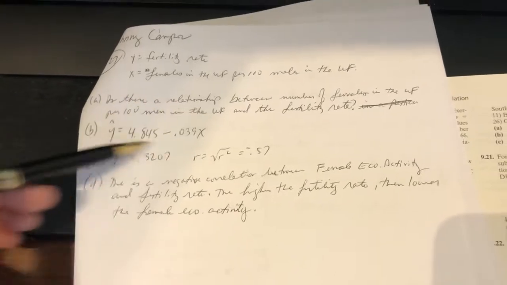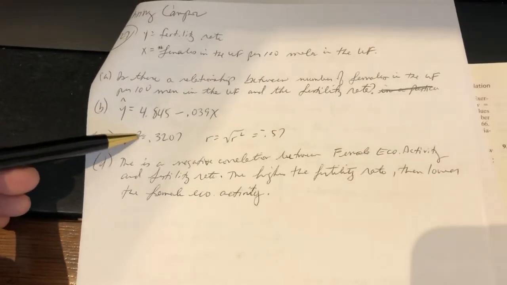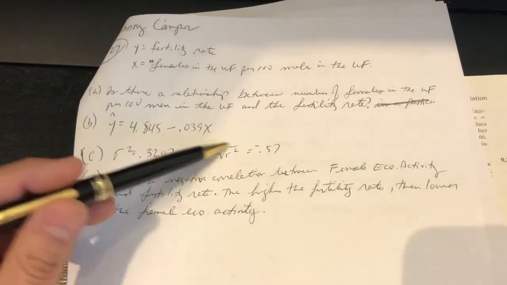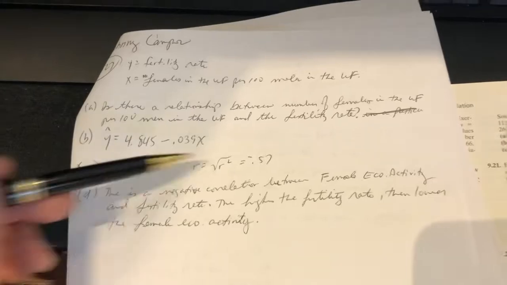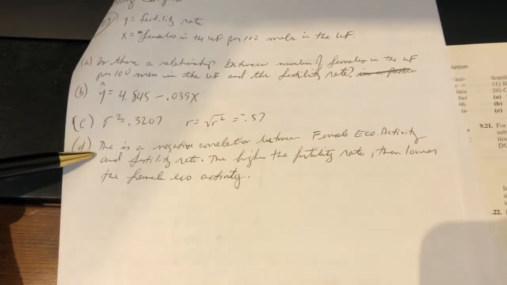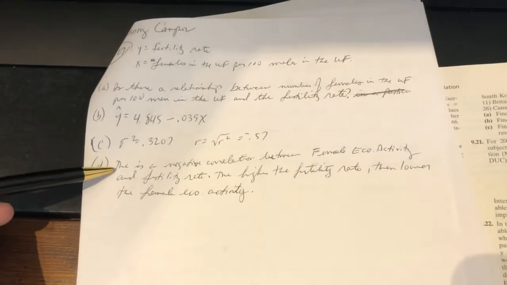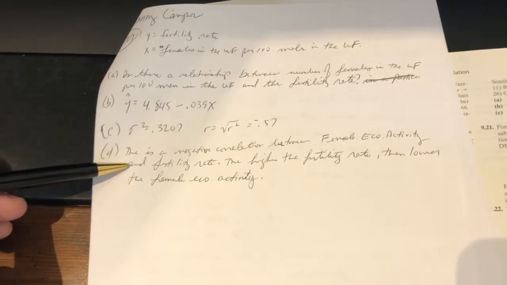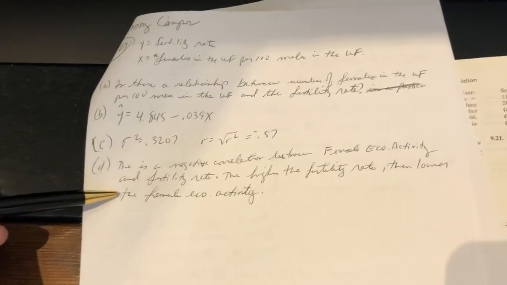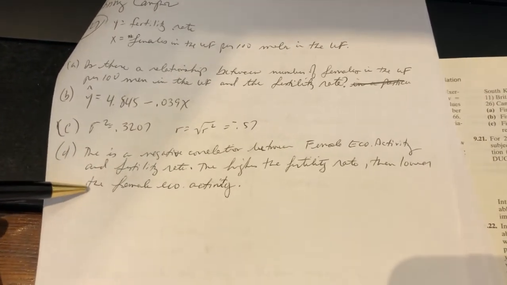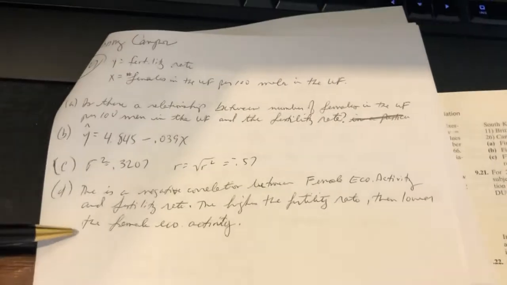We've seen this pattern before. The R squared is 0.3207. So when you take the square root of that, you get 0.57, but because of the direction, it's negative. And this tells me that there's a negative correlation between female economic activity and fertility rate. The higher the fertility rate, the lower the female economic activity. In other words, the more children they have, the less likely the females are going to be out in the workforce. That's all of Chapter 9.